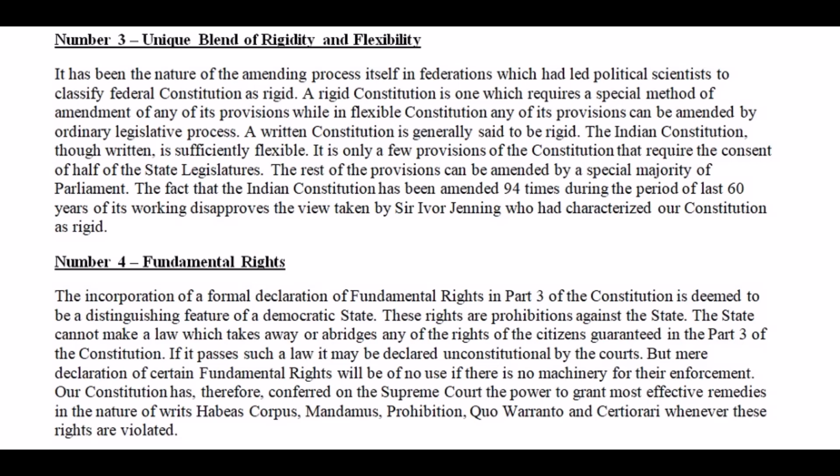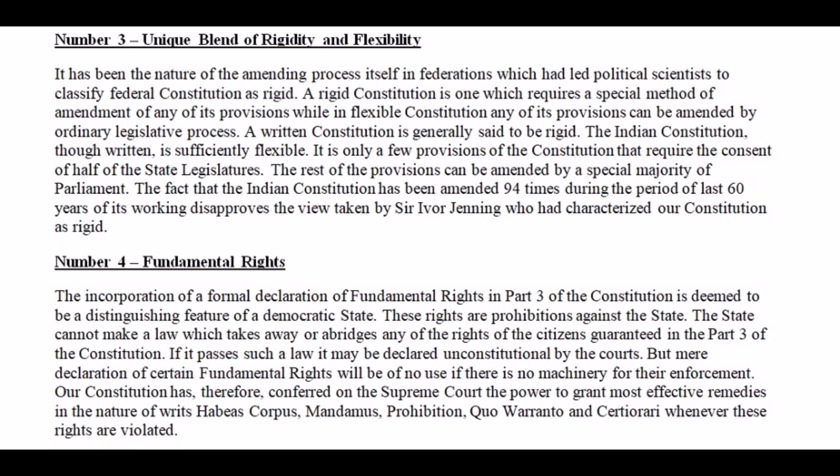It is only a few provisions of the Constitution that require the consent of half of the state legislatures. The rest of the provisions can be amended by a special majority of Parliament. The fact that the Indian Constitution has been amended 94 times during the period of the last 60 years of its working disproves the view taken by Sir Ivor Jennings, who had characterized our Constitution as rigid.